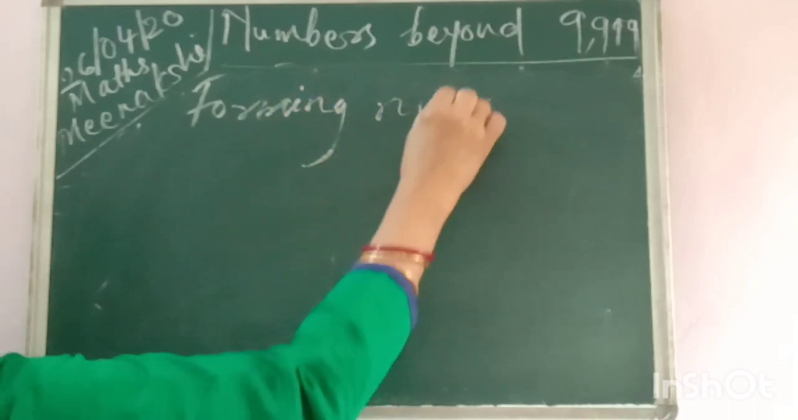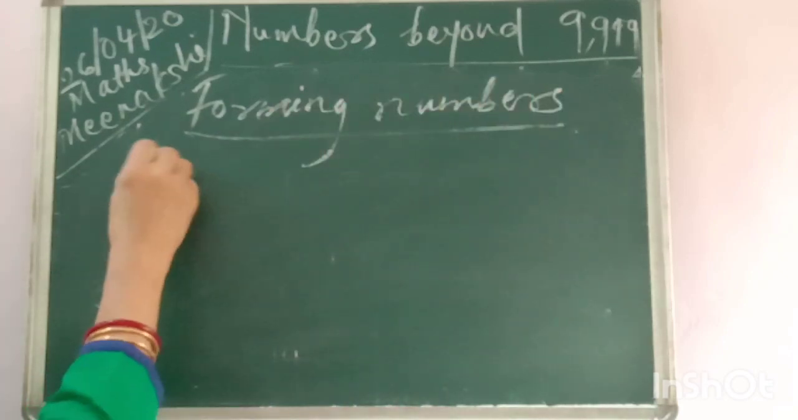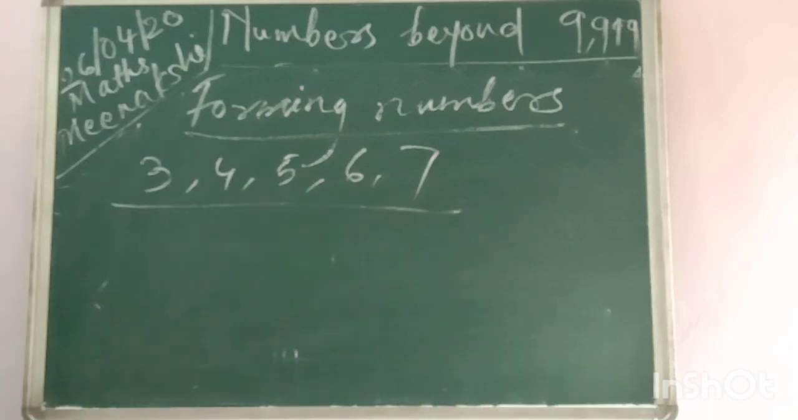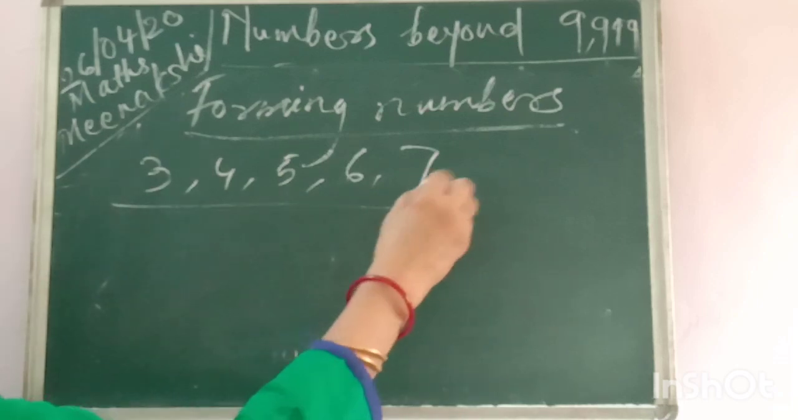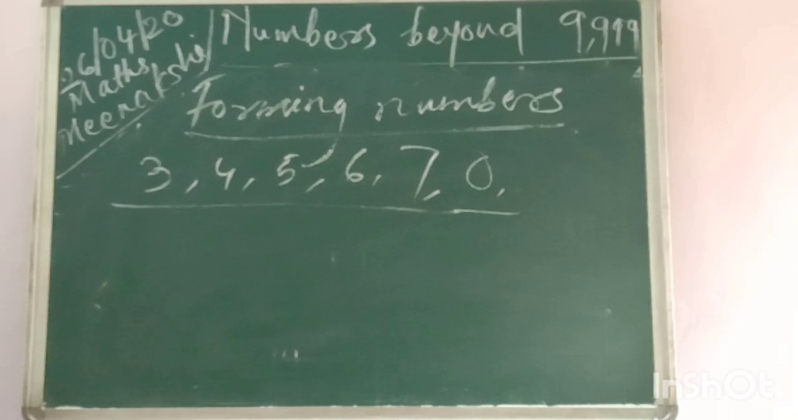In forming numbers, what you have to keep in mind is that whatever digits are given to you, 3, 4, 5, 6, 7, suppose with these it is asked to form the smallest and biggest number, isn't it? And if 0 is also given to you, then never take 0 in the beginning of the number. When forming the biggest number you can take the 0, but you will not write it in the beginning, because it will make the number of fewer digits, isn't it?